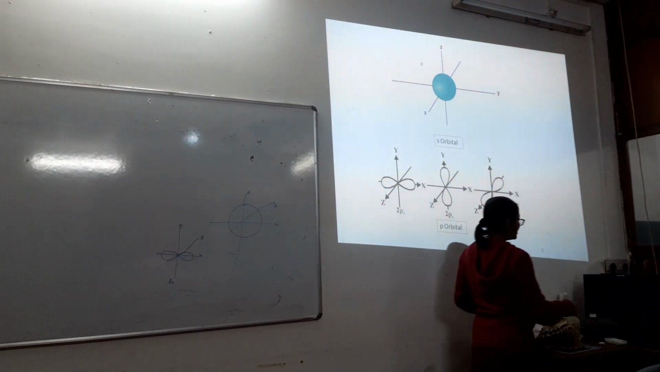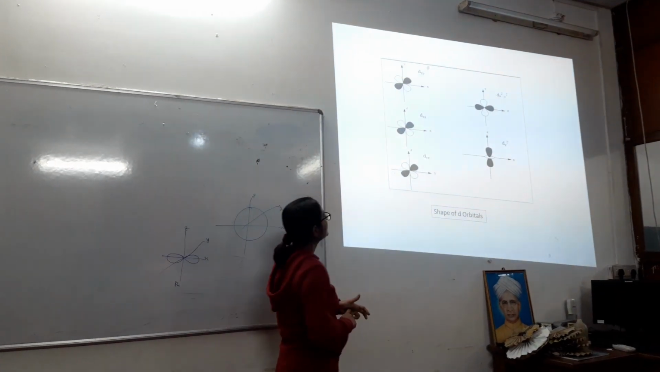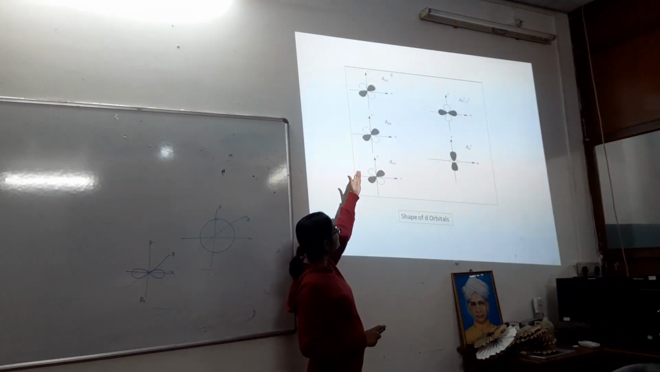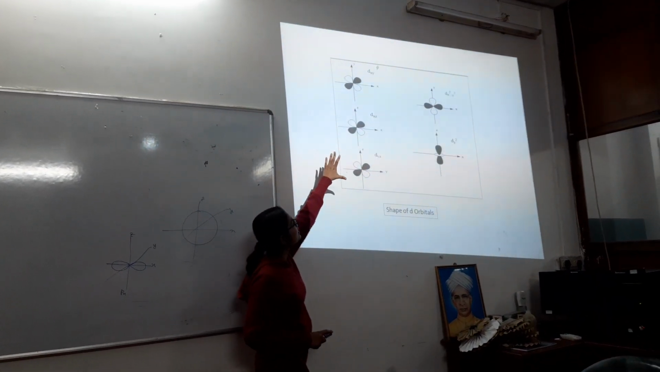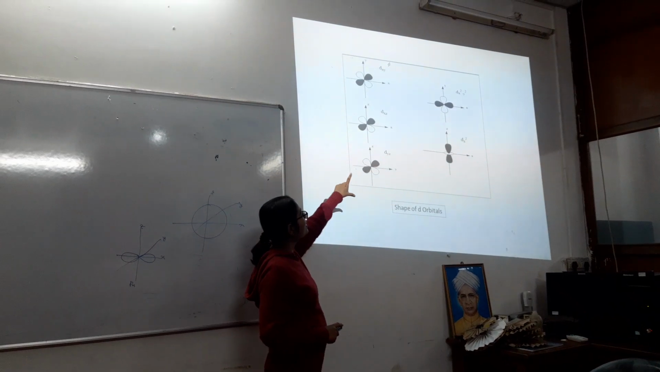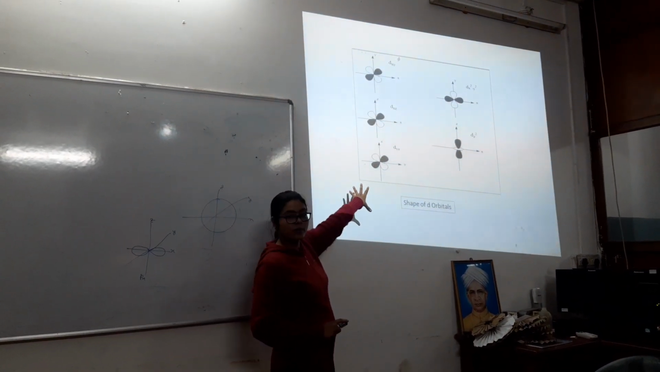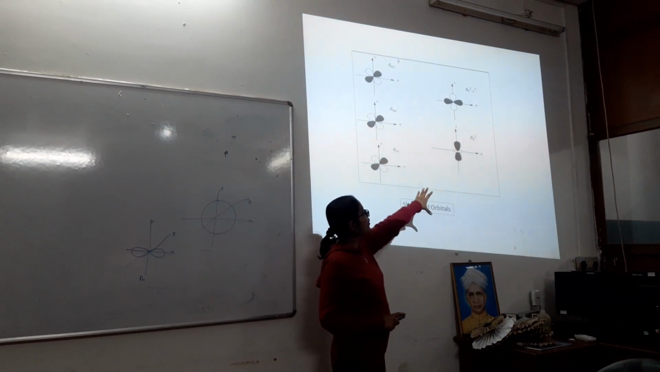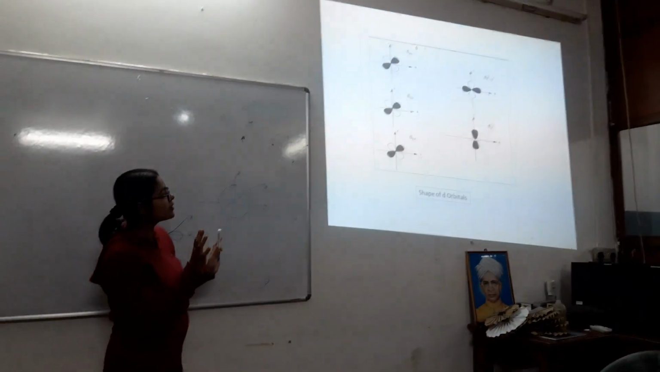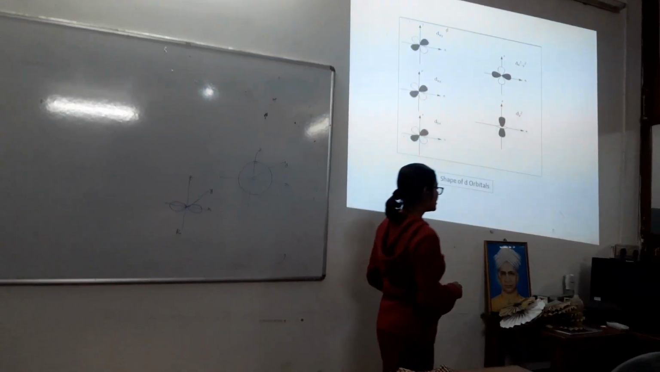Now next is the d orbital. These are the d orbitals. We have dxy, dxz and dyz. They are similar kinds of orbitals. The shape is similar, and then dx square minus y square is also quite similar to these orbitals, and then the dz square orbital. So these are the 5 kinds of d orbitals, the shape of the d orbitals.